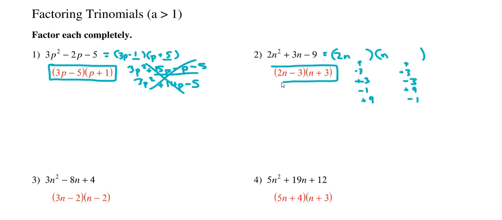And again, you could double check all of these by FOILing them. So you do first, outside, inside, and last. The first two multiply to 2n squared. The outside two gives you a 6n. The inside two gives you a -3n, and 6n minus 3n is +3n. And the last two multiply to -9. So that's what you're looking for as you go through these problems.